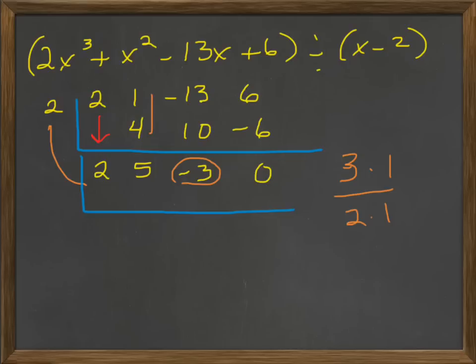So there would be 3 halves, 3 over 1, 1 over 2, and 1 over 1. And so you can pick any of those to use. I'm going to choose -3.